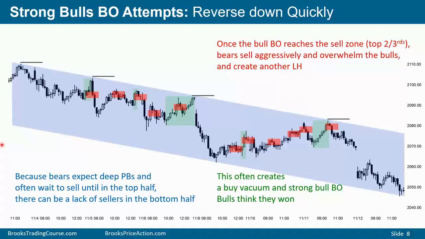When the market gets up into the sell zone, the upper two-thirds, the upper half, the bears overwhelm the bulls and the bulls take profits. Most of the bulls are scalping because they know the market's in a bear trend. The market then goes back down. The bulls are selling out of their longs. The bears are selling into their shorts.